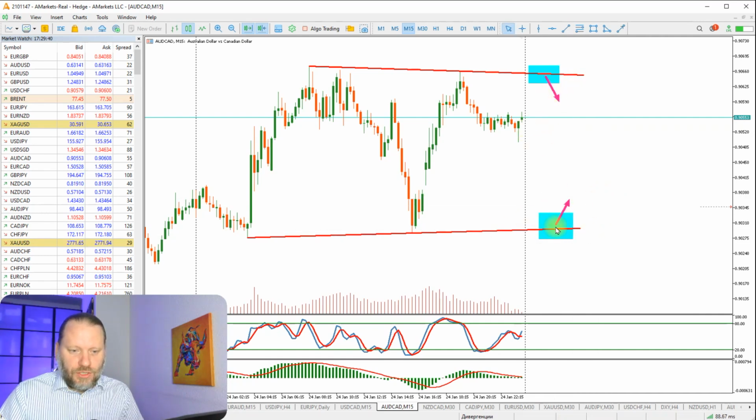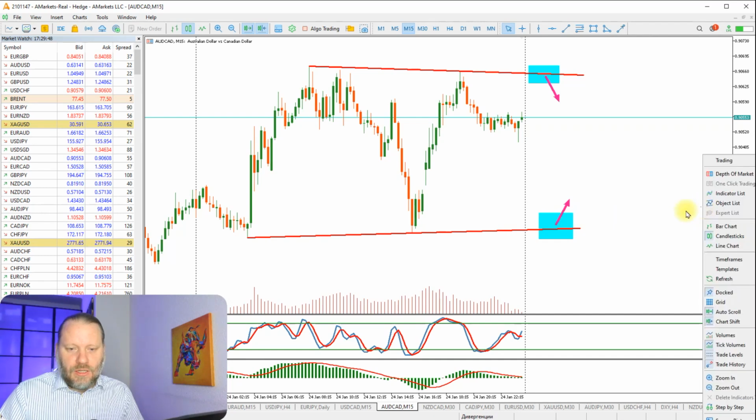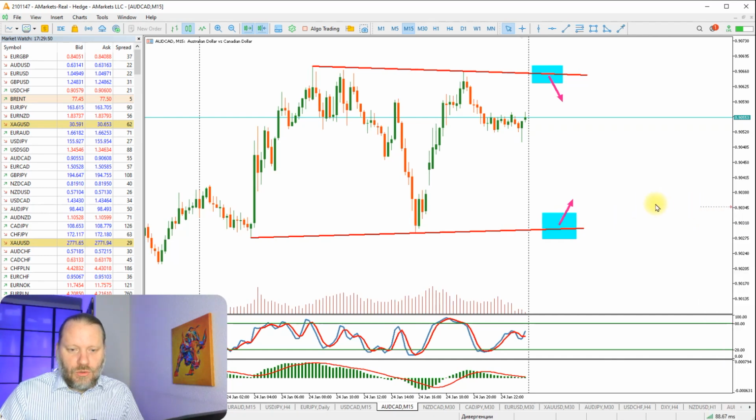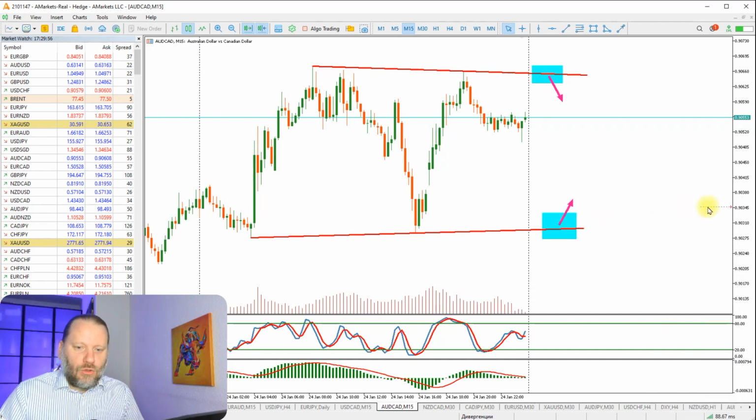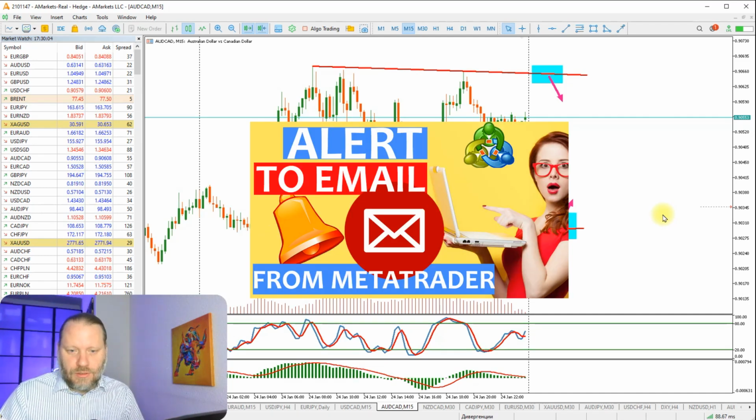In order not to miss, for example, a signal at the support line, because the price may not reach it today or tomorrow, you can put an alert here. You see such a dotted arrow. It is not difficult to set it. Right-click in the context menu and select Alert in the trading section. And this alert will notify you either with a sound signal or to your email or to your phone, as you want to fine-tune this alert.